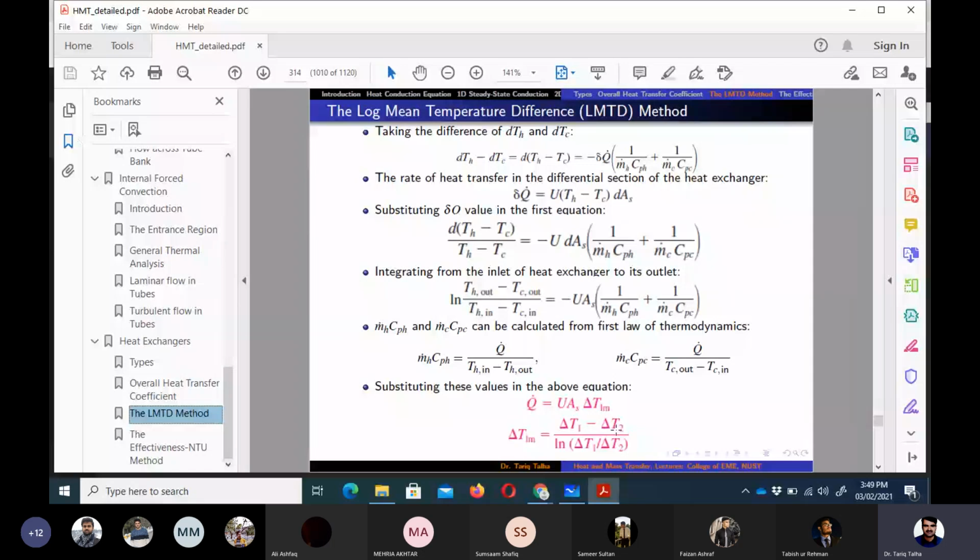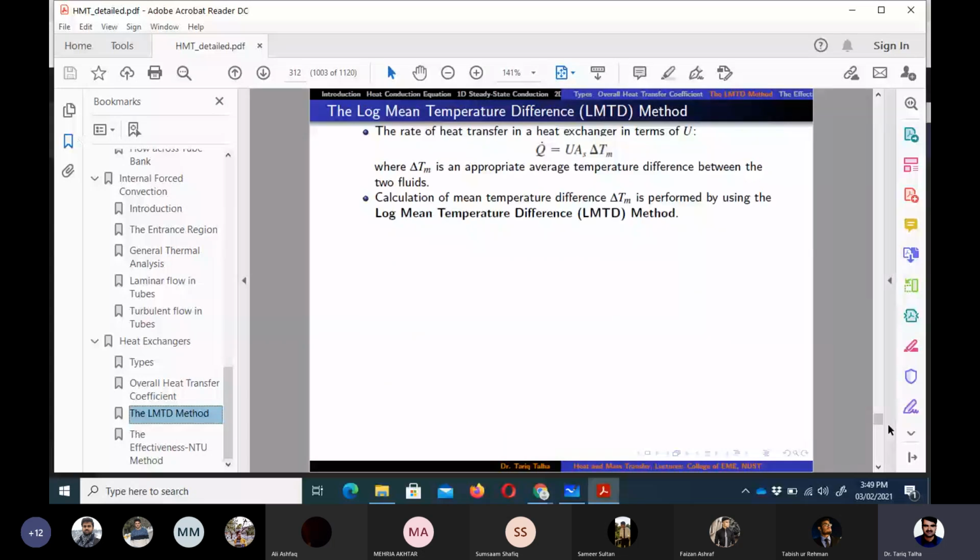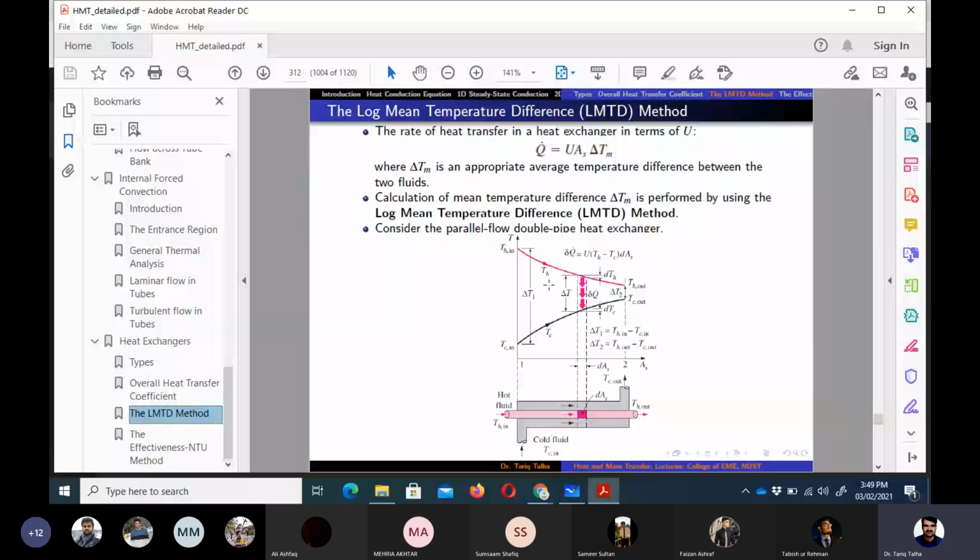So delta T1 is the temperature difference at the inlet between the hot and cold fluid, and delta T2 is the temperature difference at the outlet for the hot and cold fluid, right? And this derivation was done for the parallel flow arrangement. If you can see here, this is the temperature variation for a parallel flow double pipe heat exchanger.